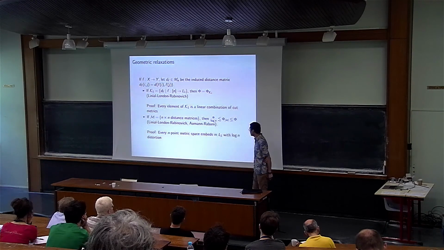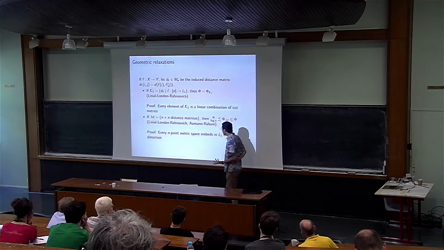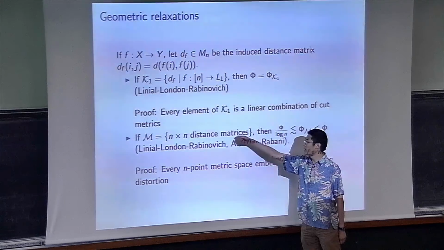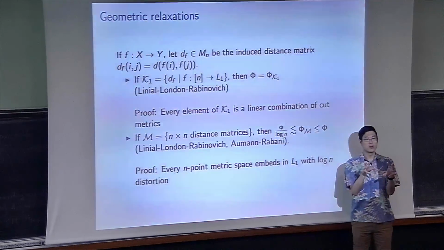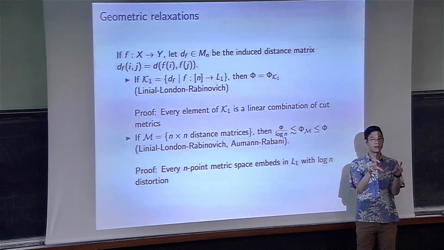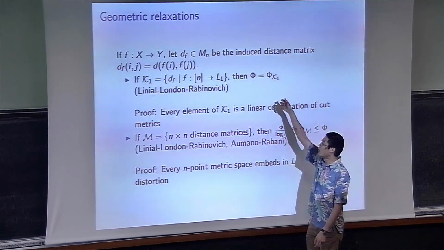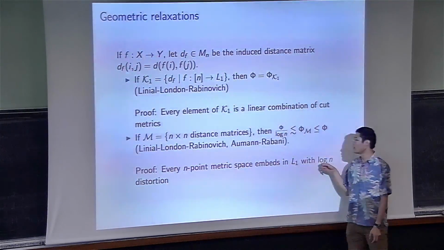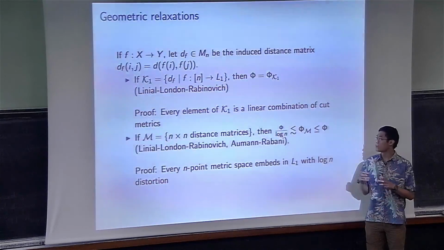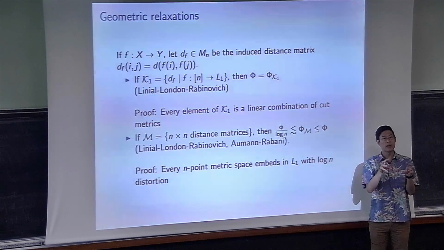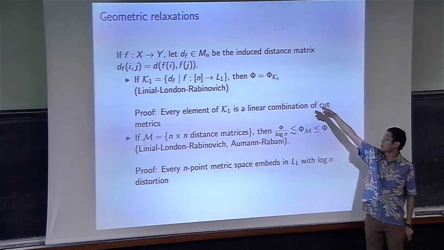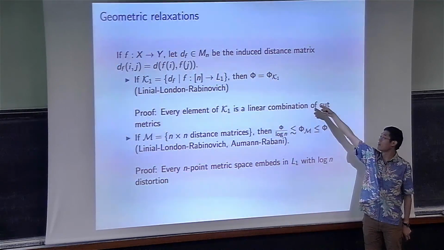So the way this works is that if you have an n by n distance matrix, then that corresponds to some finite metric space. That finite metric space embeds in L1 with at most logarithmic distortion. And so in particular, that n by n distance matrix is only about log n different from some L1 metric, from some element of K1.